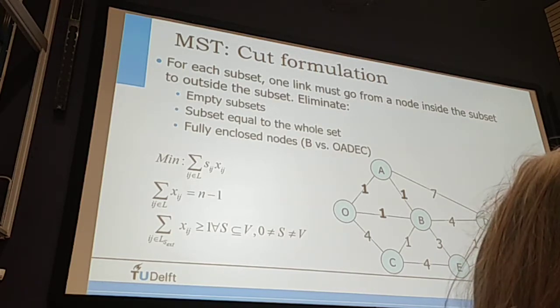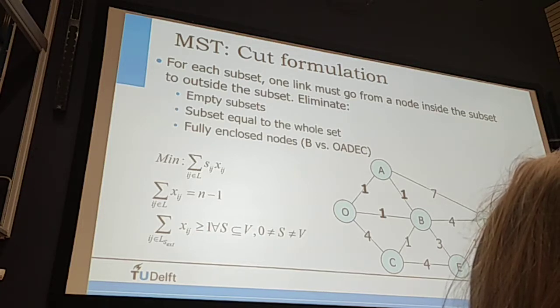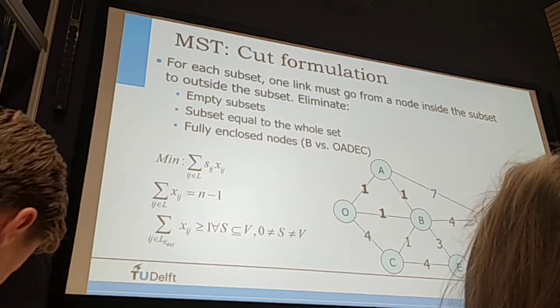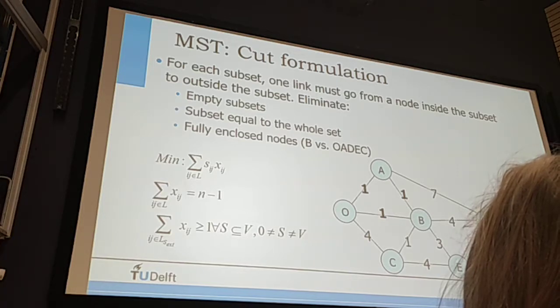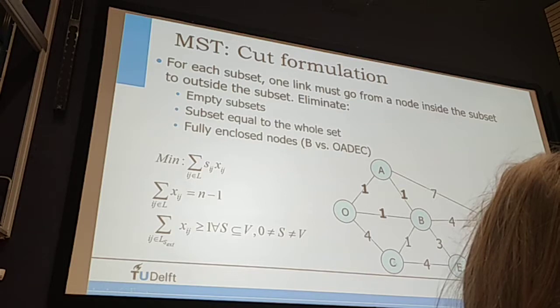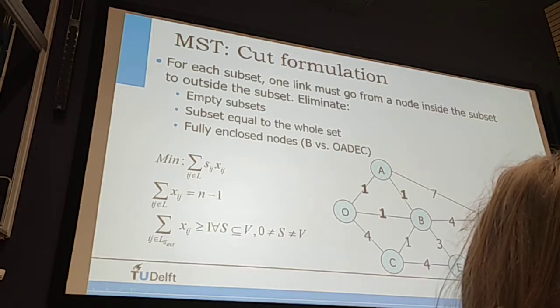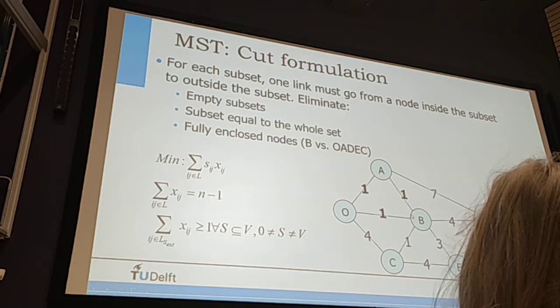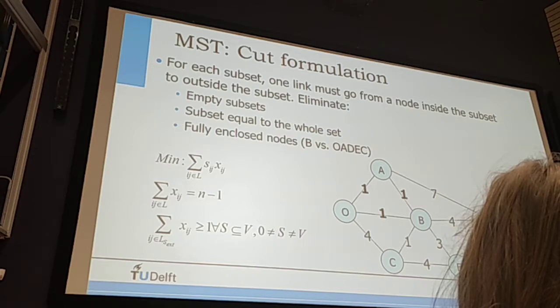But we have to take a few additional steps in that case. We have to eliminate empty subsets, so a subset with no links in it will not have anything going out. A subset equal to the whole set, which we of course also have to eliminate because the whole set will not have a link going out. And we also have to make sure that we don't end up with fully enclosed nodes. So if, for example, we take OADEC, then this is a subset. And then suddenly we have a link outside of that subset connecting B, but of course B is fully enclosed, so we have to eliminate that option as well. So we will only take the subset with B in it. So there we also have to be careful.